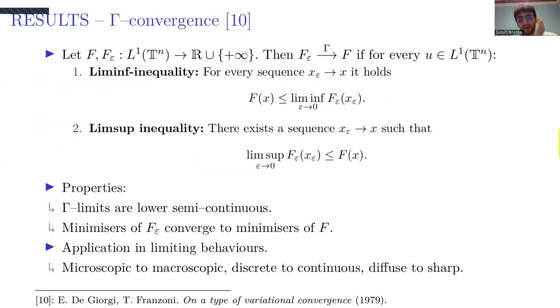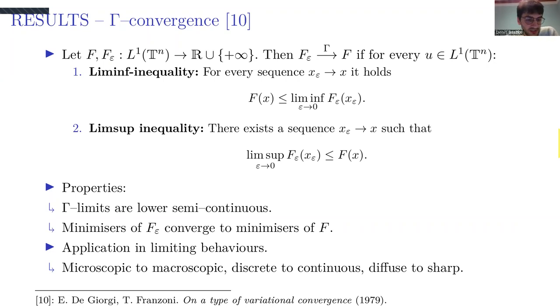So to understand our result, let me just recall what gamma convergence means, because I was also talking about gamma convergence earlier. So let me give you a quick recap on what gamma convergence means for our setting. If I have a family of functionals F epsilon and a limit function F, then we say F is the gamma limit of F epsilon if the following two conditions hold. First of all, we have the liminf inequality, which basically says that the function F is a lower bound for the family of functions F epsilon. And we have a second condition, which is the limsup inequality, which basically says that this lower bound is an optimal lower bound.